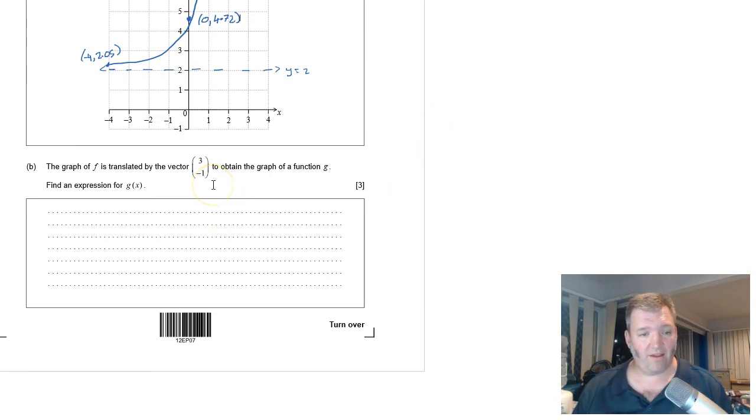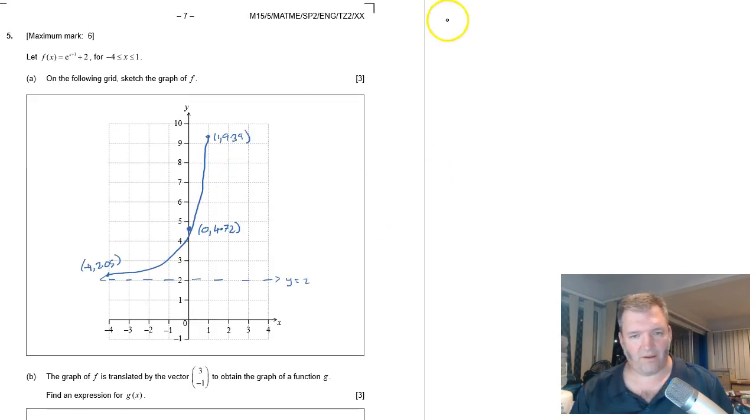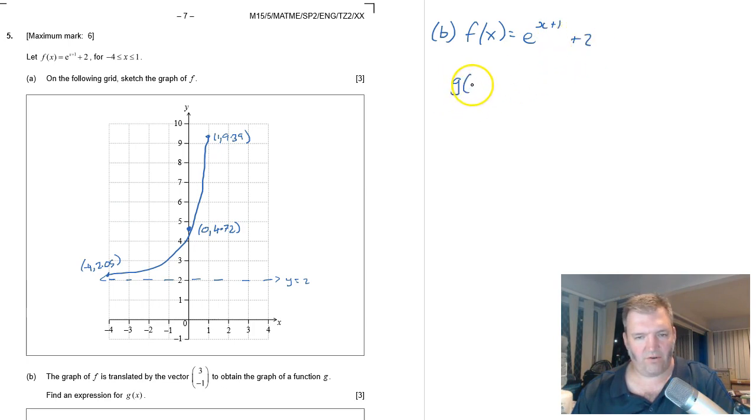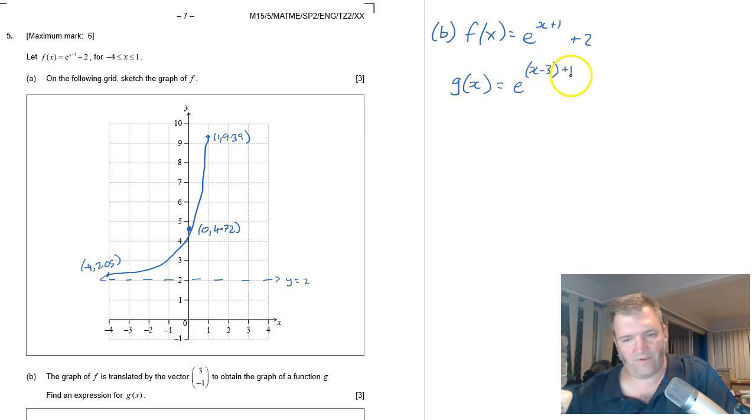Graph is translated by a vector 3 and -1. Now I'm going to need to see the equation, so I'll do the working up the top here. So for part B, f of x equaled e to the x plus 1 plus 2, and I want to have g of x now translate horizontally 3 units to the right. What am I going to do? I'm going to subtract 3 from x. Remember, adding or subtracting to x has a horizontal shift, and to shift vertically down 1 after my plus 2, I'm going to subtract 1. So g of x is simply e to the power of x minus 3 plus 1.